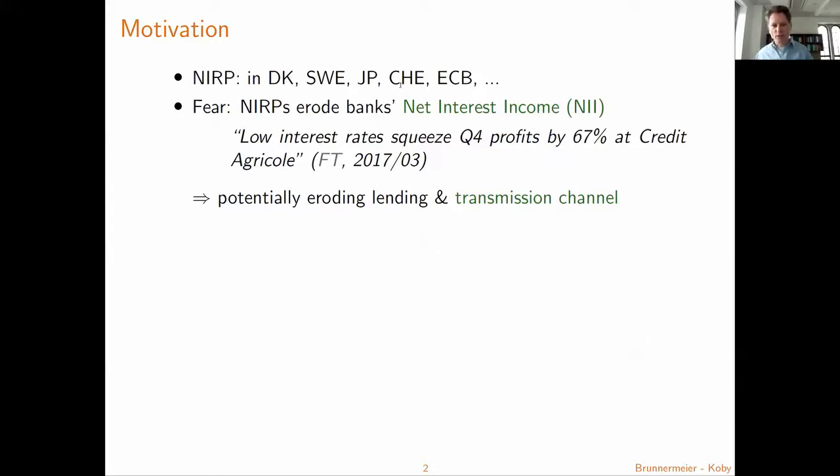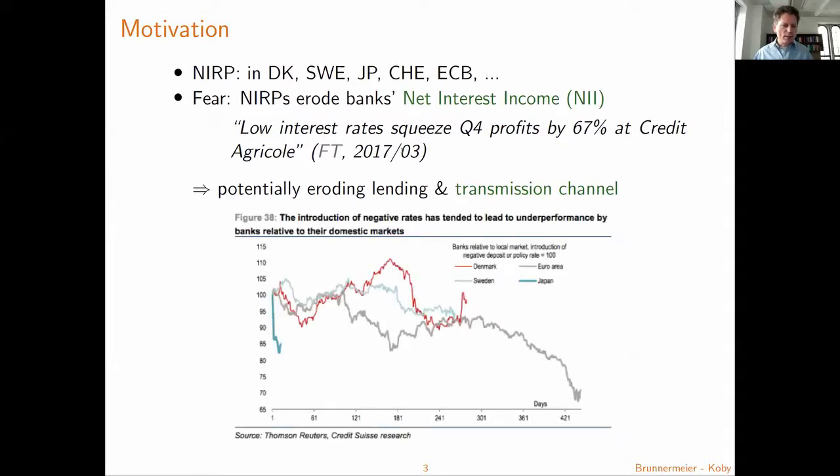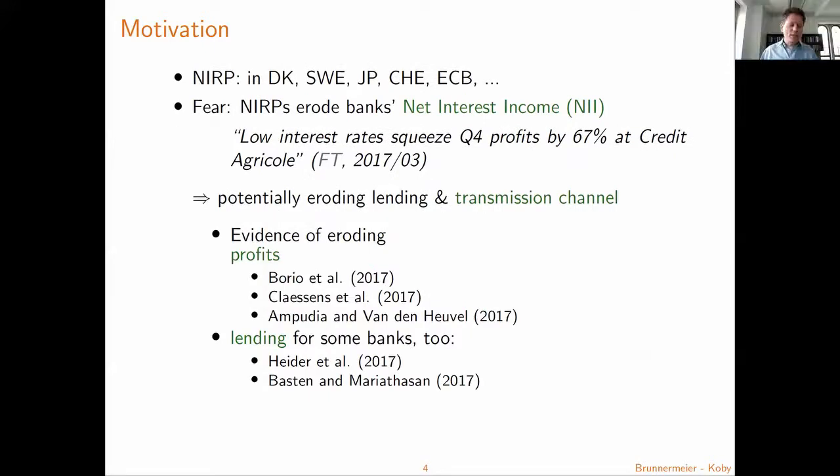Here's a quote from the Financial Times, showing that this is a concern which was raised at that time and was raised even last year, and it might erode the lending and transmission channel of monetary policy. If you look at the impact of the announcement of negative interest rates on stock prices, you see that in several countries there was quite a decline in the stock price of banks relative to the overall index. So there's a lot of evidence, and I will come to the literature, that if you go very low, and it need not be below zero, the profits of banks suffer. It might also impair the lending of the banks. Here are some papers which are cited, and I will come back to the literature review later.